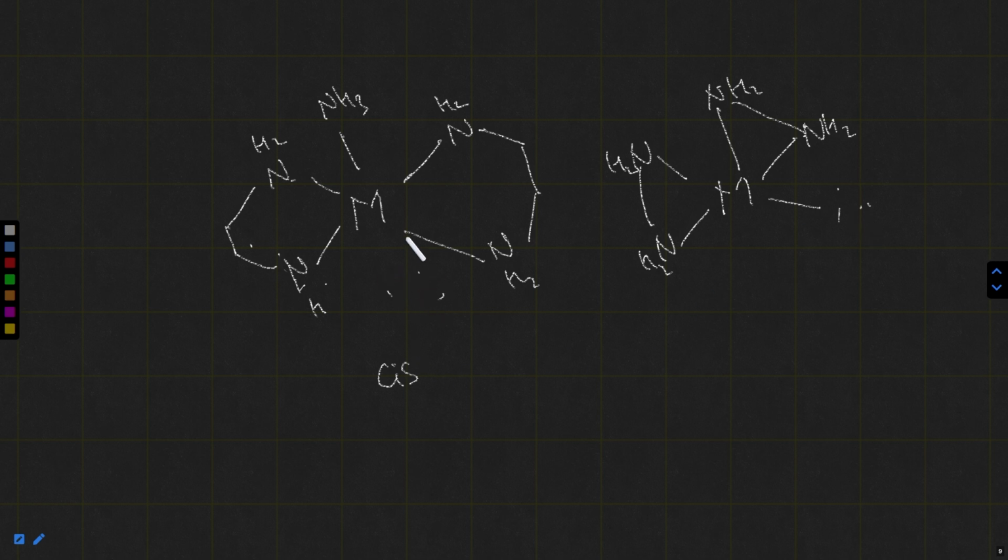Suppose I am taking another ligand here in place of this, and suppose I am taking H2O, so that you don't get confused. Okay, and this is also H2O. Is it clear? So in this way, we can have two geometrical isomers. This and this one is trans.